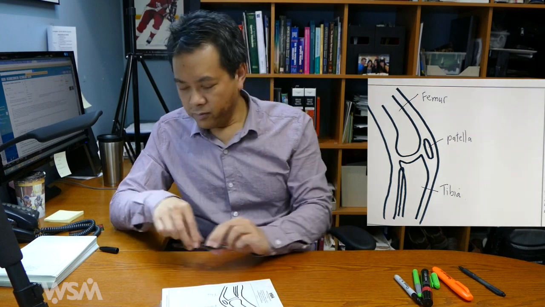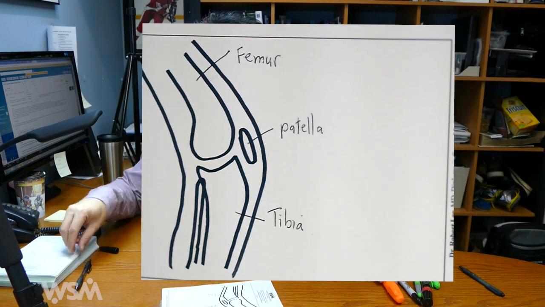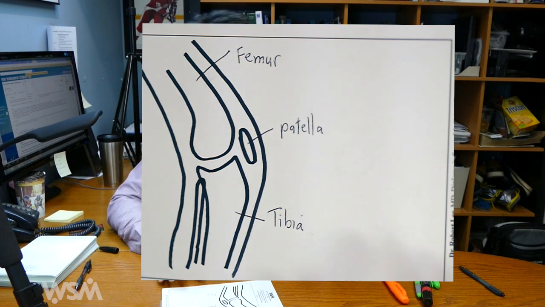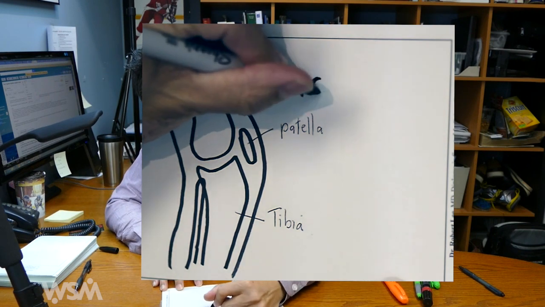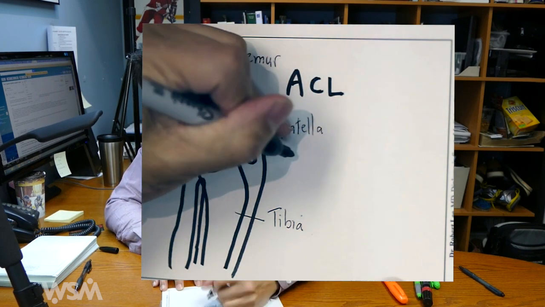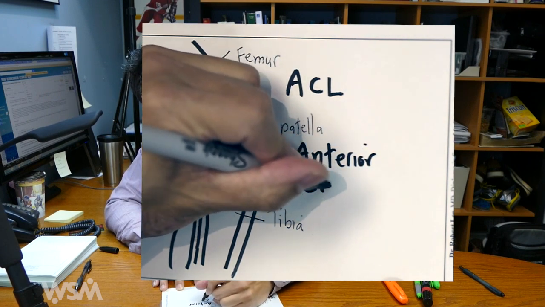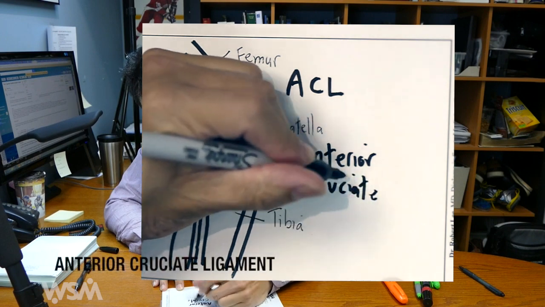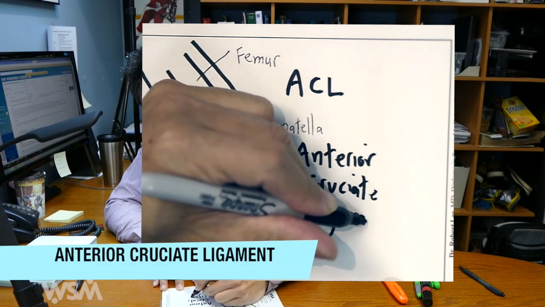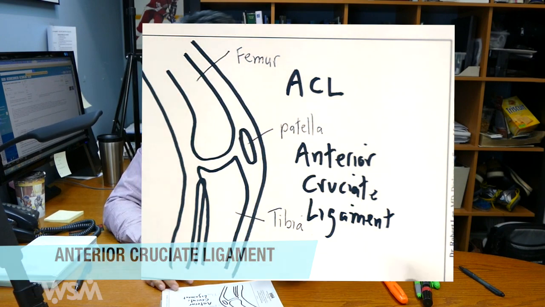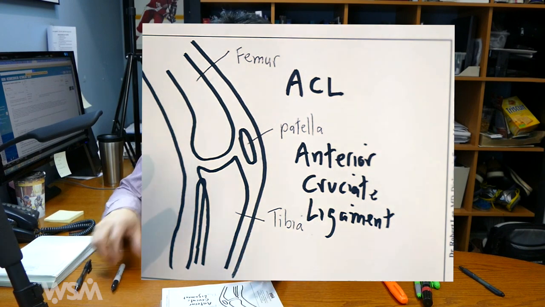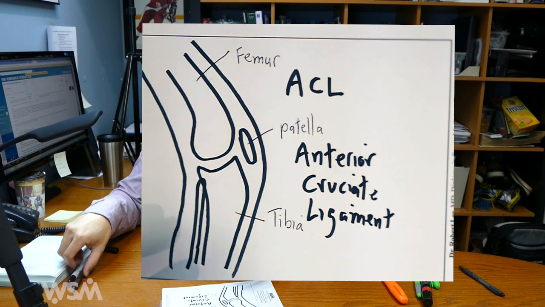So in terms of the ACL, ACL stands for anterior cruciate ligament. It's a ligament that lives actually inside your knee, so you can't feel it, you can't find it.